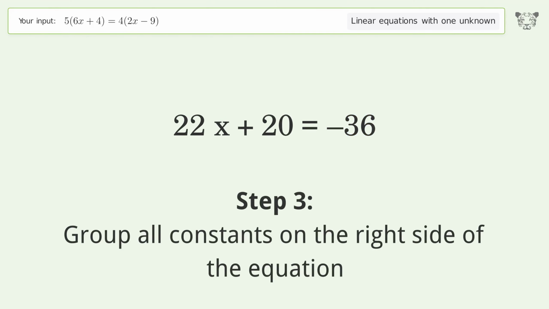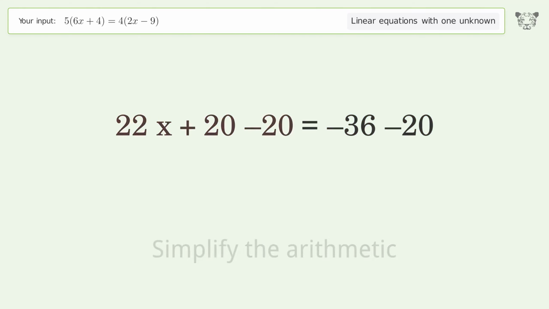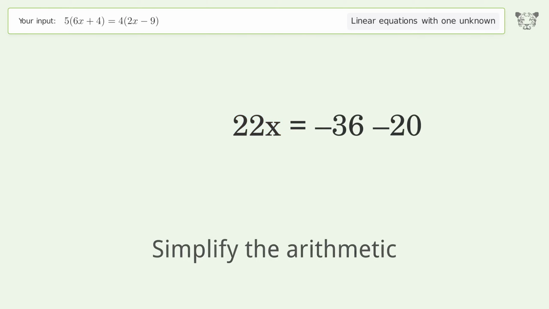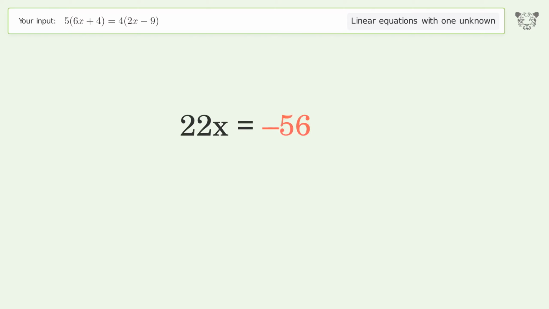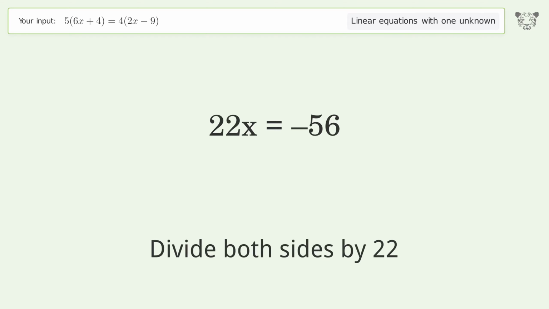Group all constants on the right side of the equation. Subtract 20 from both sides. Simplify the arithmetic. Isolate the x. Divide both sides by 22.